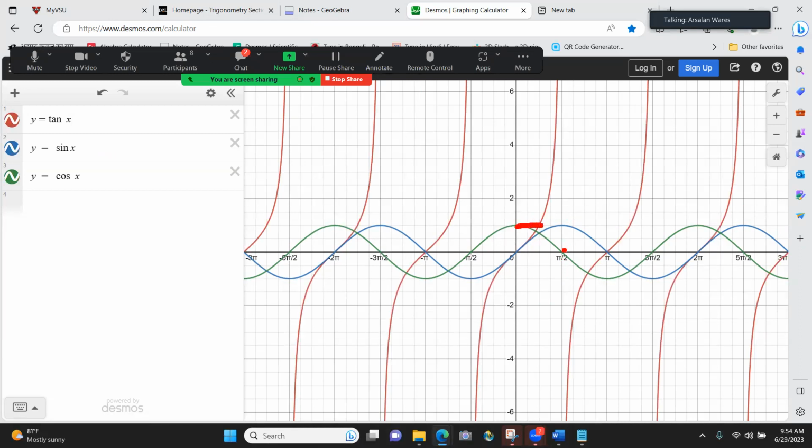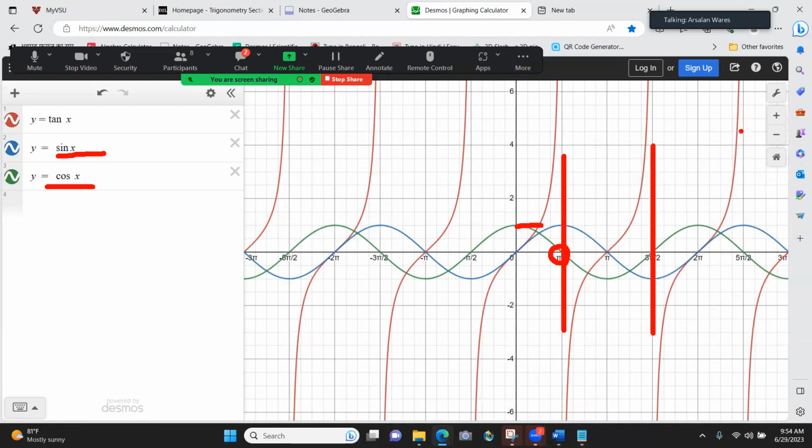Okay, this is a problem point. What happens when cosine is 0? When you divide sine by cosine and cosine is 0, the division is not acceptable. What happens when the division is not acceptable? It's undefined. That's why you have a break here. The tan function has a break right here. And these breaks are called asymptotes.